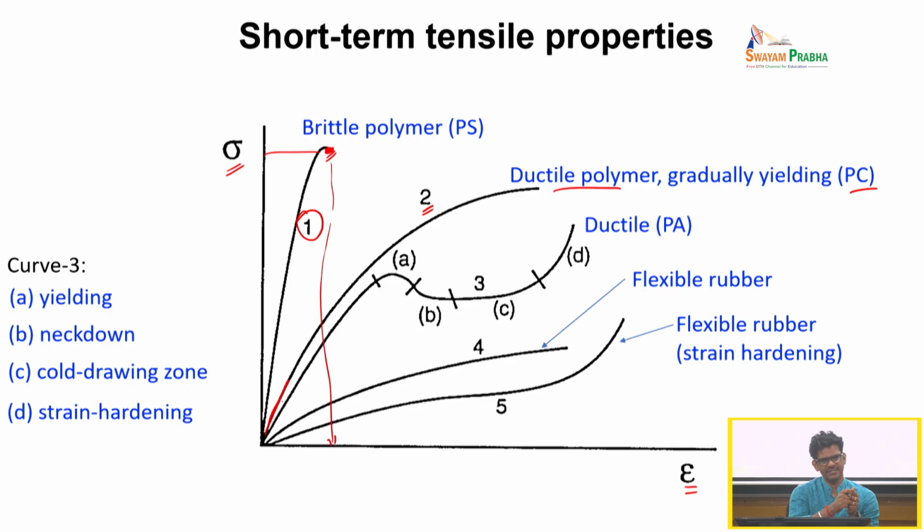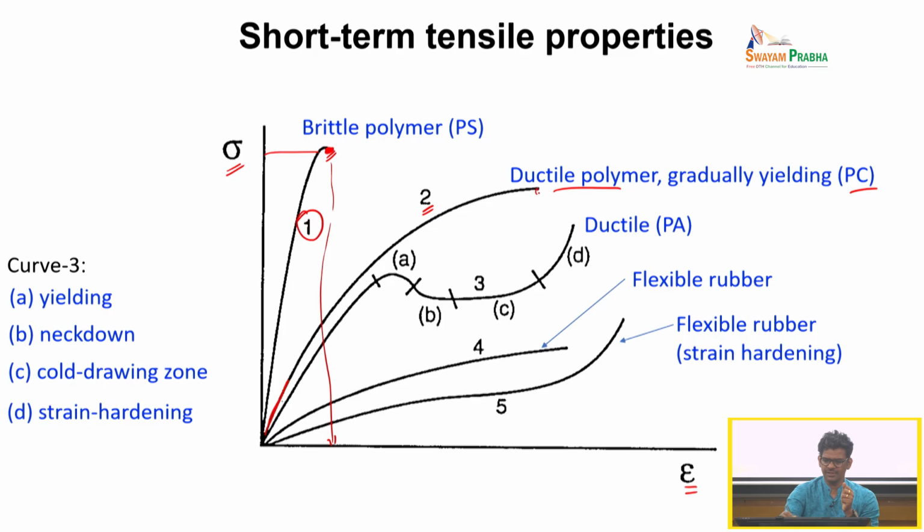and after that it slowly, gradually yields. There is no sharp yielding point like the previous one, but it becomes more and more ductile. So it elongates very slowly. Suppose it drops here, this strain would be the elongation at break. A ductile polymer would have a high elongation at break. That means you can stretch for a longer strain.